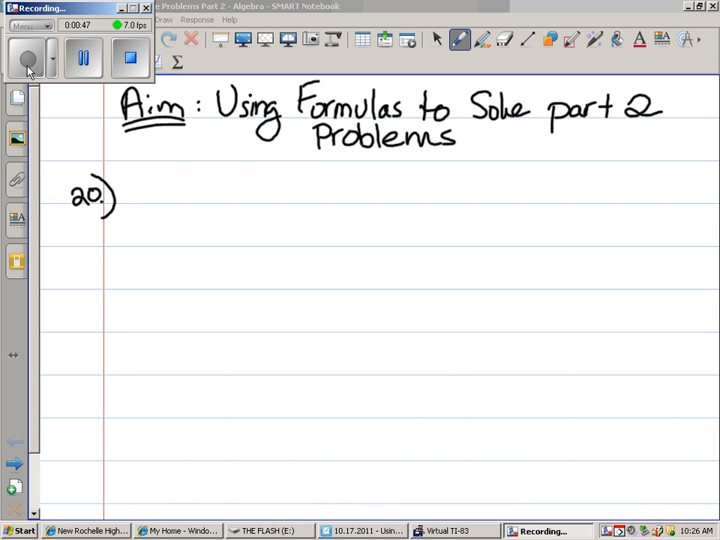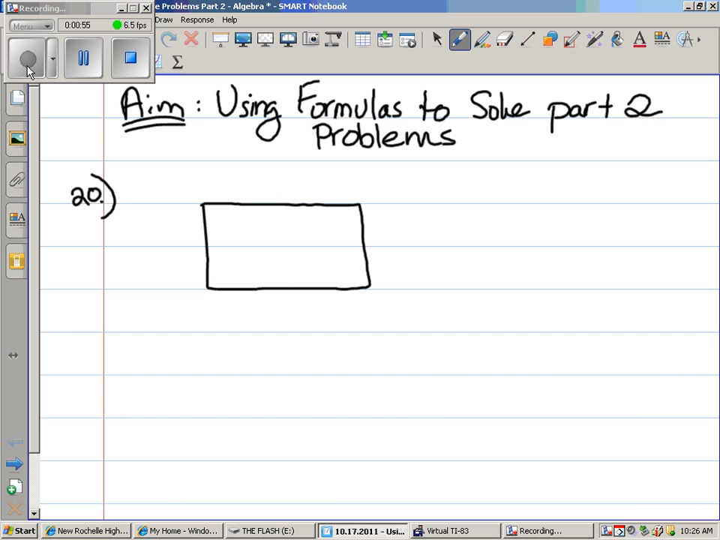So the first thing we're going to do is draw a picture. When in doubt, draw a picture. Here we go. There's a rectangle. Rectangles have widths and they have lengths. And we should have some kind of key telling us what these symbols represent. W equals the width and L equals the length. So that's our picture. It's going to help us visualize the problem.